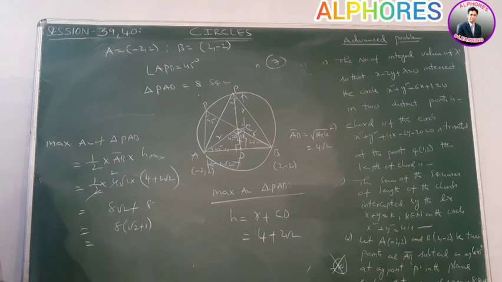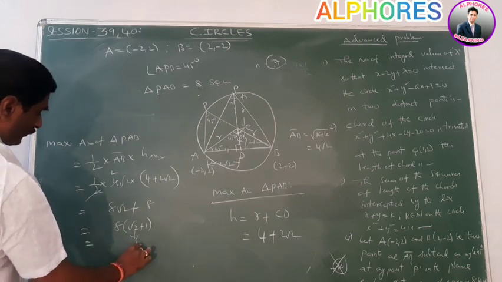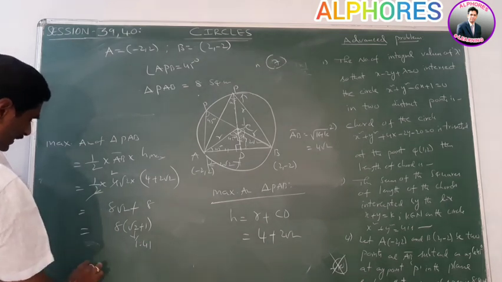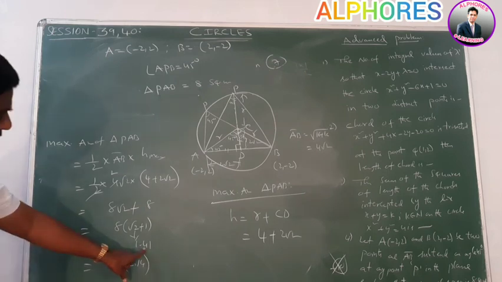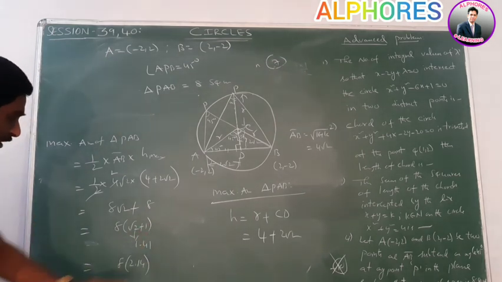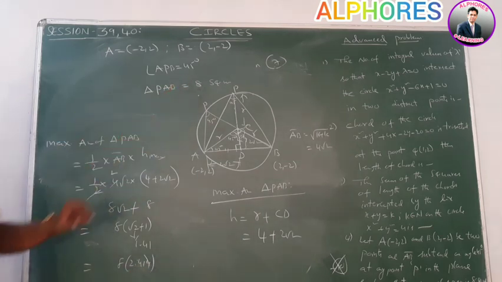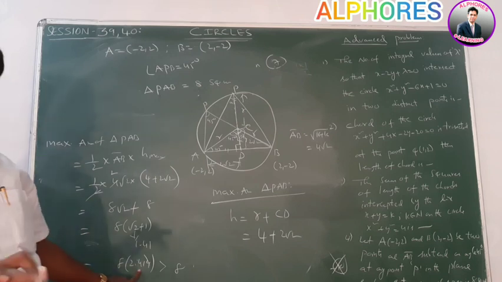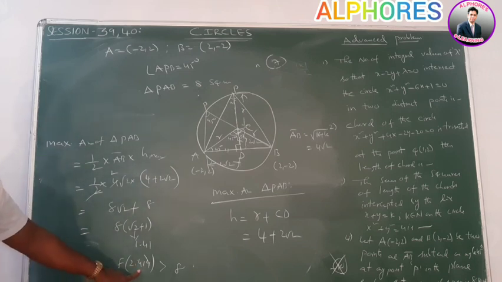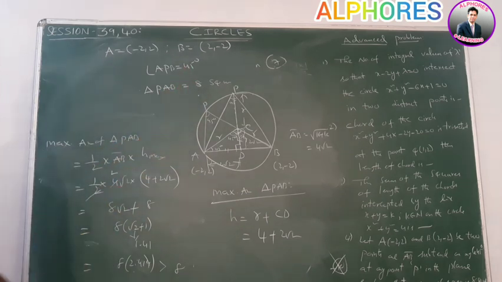Root 2 is approximately 1.414, plus 1 means 2.414. That is equal to 8 into 2.414. This value is always greater than 16. Maximum area is 8 into 2, that is 16 point something value. It is the maximum area. But the given area is 8 square units. The given area is less than the maximum value.